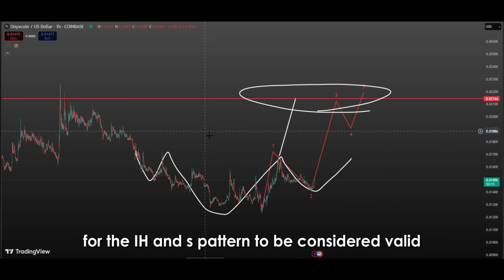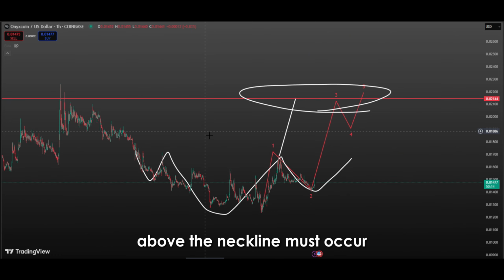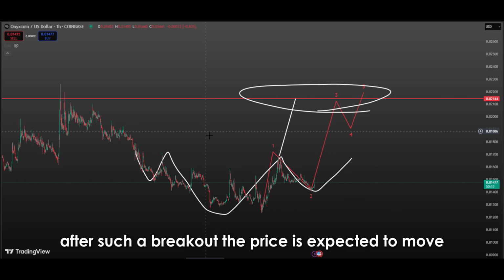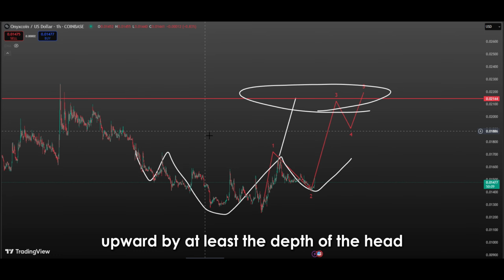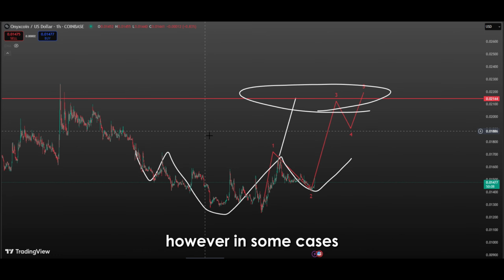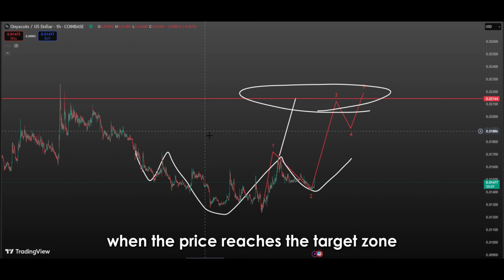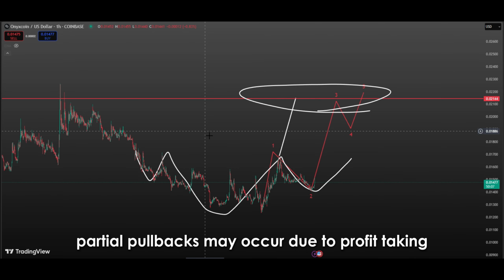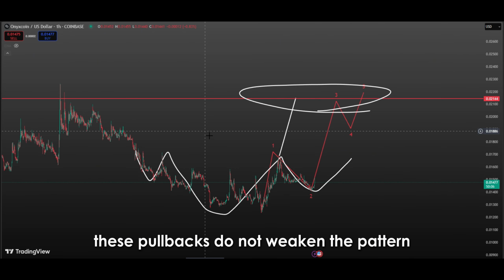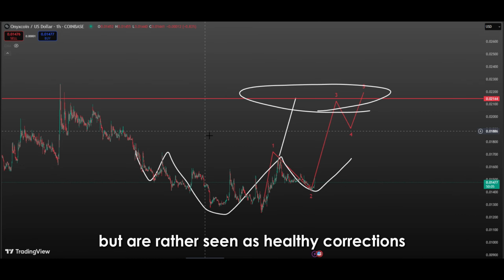Technically, for the IH&S pattern to be considered valid, a meaningful and strong close above the neckline must occur. This close is crucial for investors to confirm the trend reversal and initiate new positions. After such a breakout, the price is expected to move upward by at least the depth of the head. However, in some cases, when the price reaches the target zone, partial pullbacks may occur due to profit-taking. These pullbacks do not weaken the pattern but are rather seen as healthy corrections.